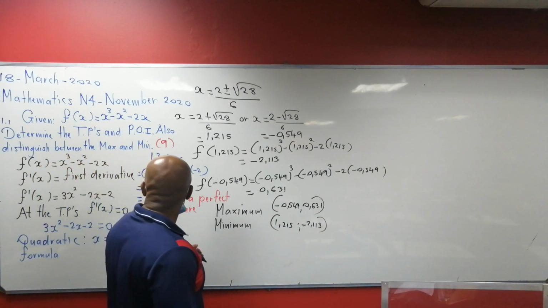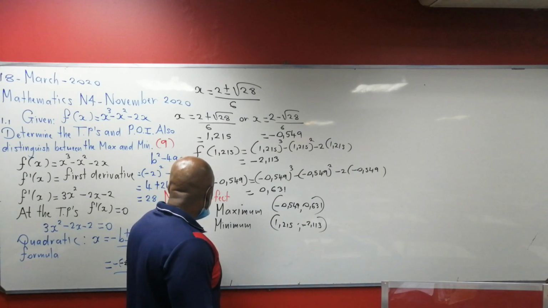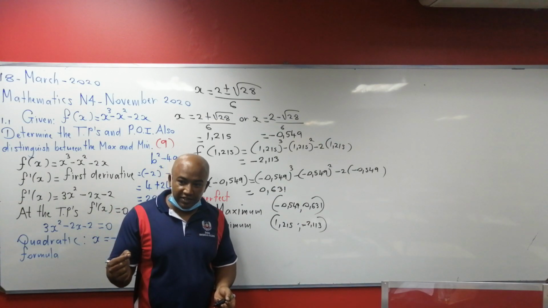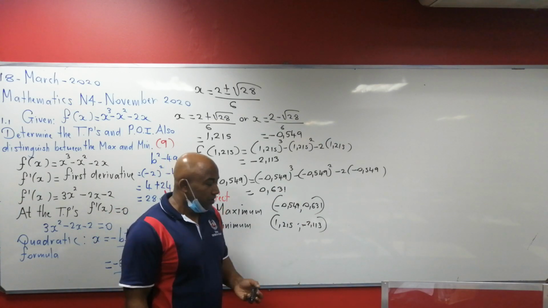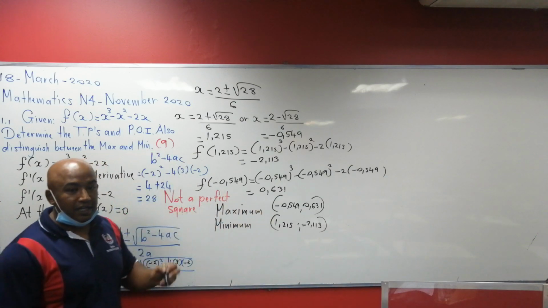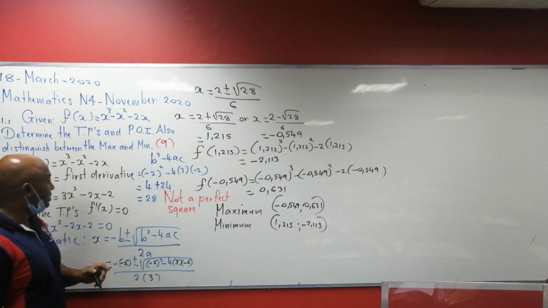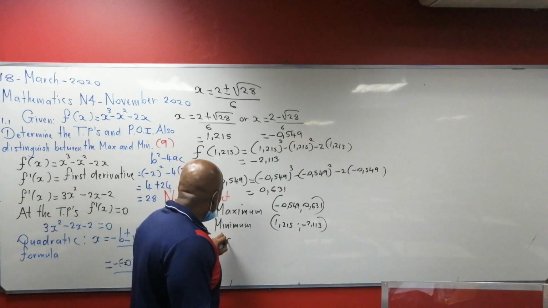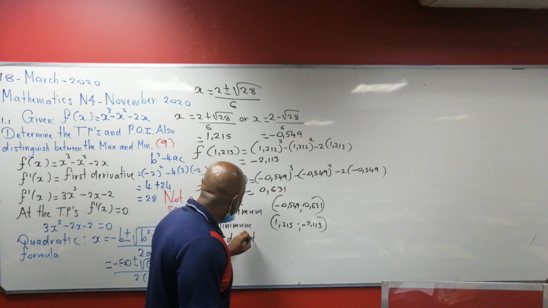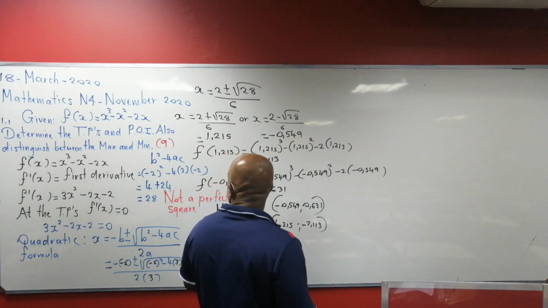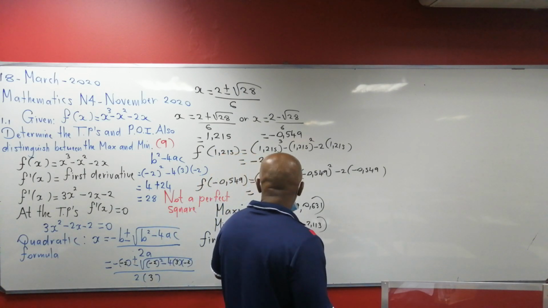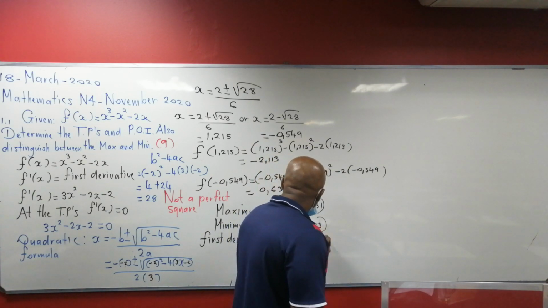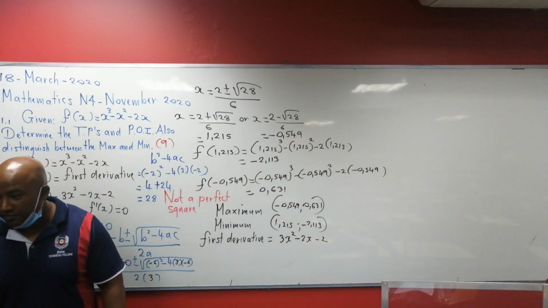Okay, so now to find the point of inflection, we find the second derivative and we make it equal to 0. So in order to find the second derivative, I need to know what was the first derivative. So let's write this down. My first derivative is equal to 3x squared minus 2x minus 2. That was the first derivative.